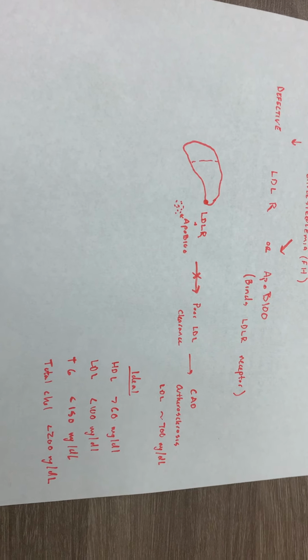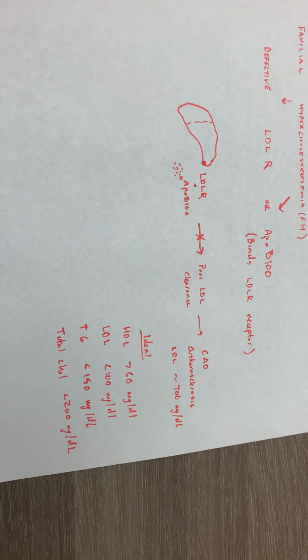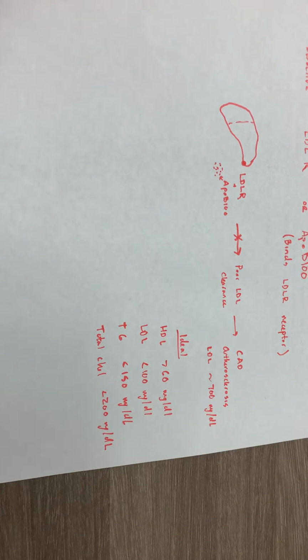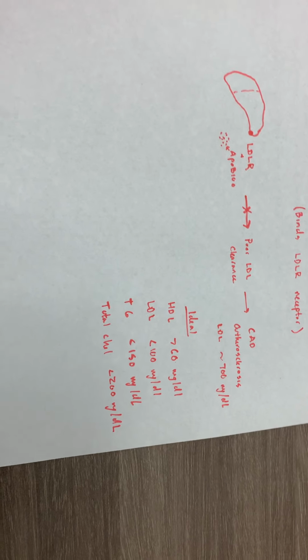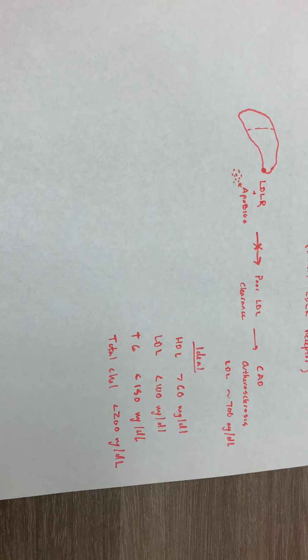You're going to have LDL levels around 700 milligrams per deciliter. And ideally, you want that LDL to be below 100, your HDL to be above 60, and your triglyceride levels to be under 150 milligrams per deciliter. Total cholesterol under 200 milligrams per deciliter.